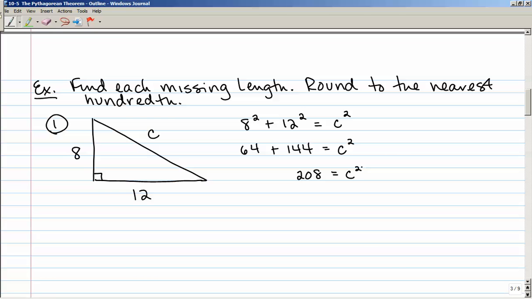To undo the squaring of C, I'm going to take the square root of both sides, and the square root of something squared gives me just what's underneath there, C. So C is equal to the square root of 208, and if you pull out your calculator, I believe I said round to the nearest hundredth, that's approximately equal to 14.42.